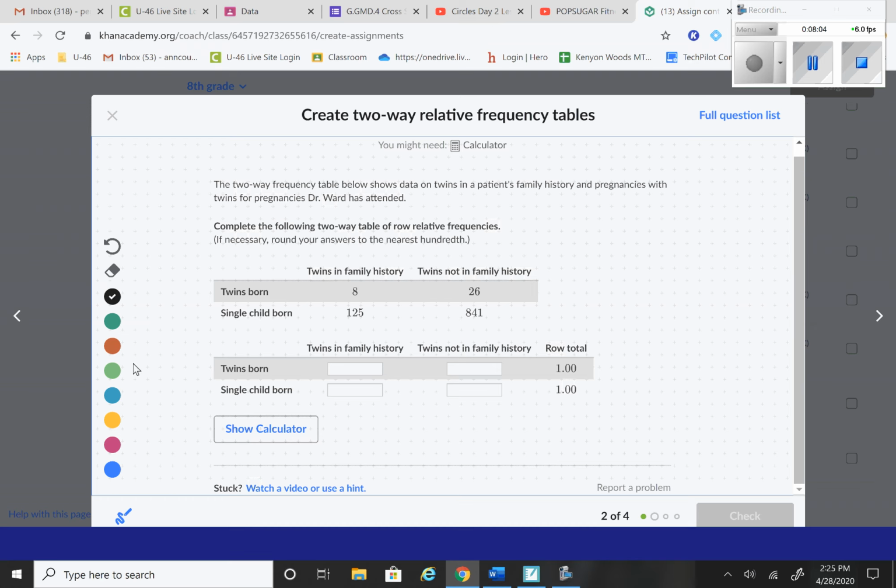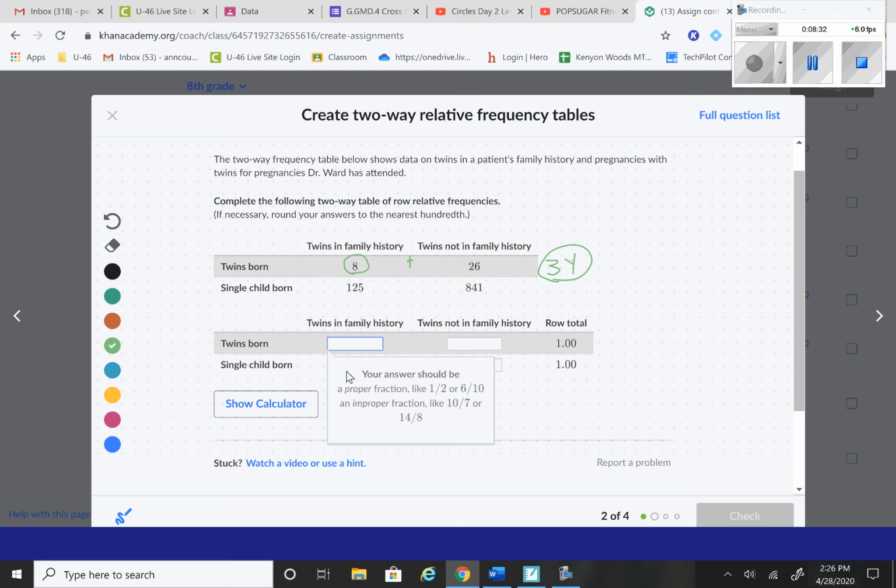I was having a problem with my pen before, but if I add 8 plus 26, I should get 34. Now it's going to work. There's 34. So I want to know how many that is out of a percentage. So 8 out of 34. If I take on my calculator 8 divided by 34, I get 0.235. Since that third digit is a 5, I'm going to round it up to 0.24.